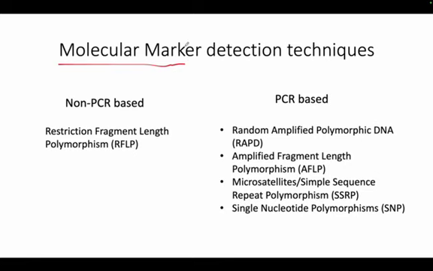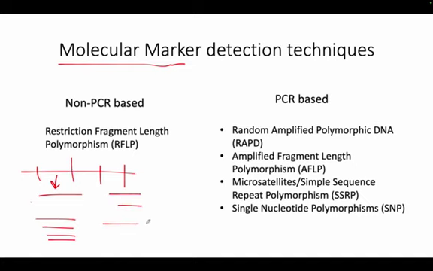Now, one way of detecting this on a genome level is by cutting the genome with different restriction enzymes, and then the nature of the bands that you get after this is going to be representative of the original sequence. So maybe from two different individuals you get a different band profile. This is something called restriction fragment length polymorphism. But the far more accessible and widely used techniques are all PCR based.